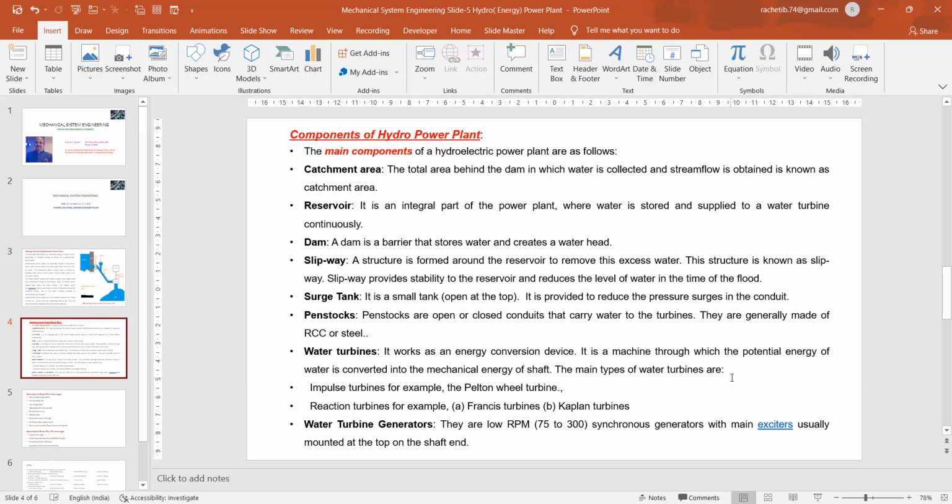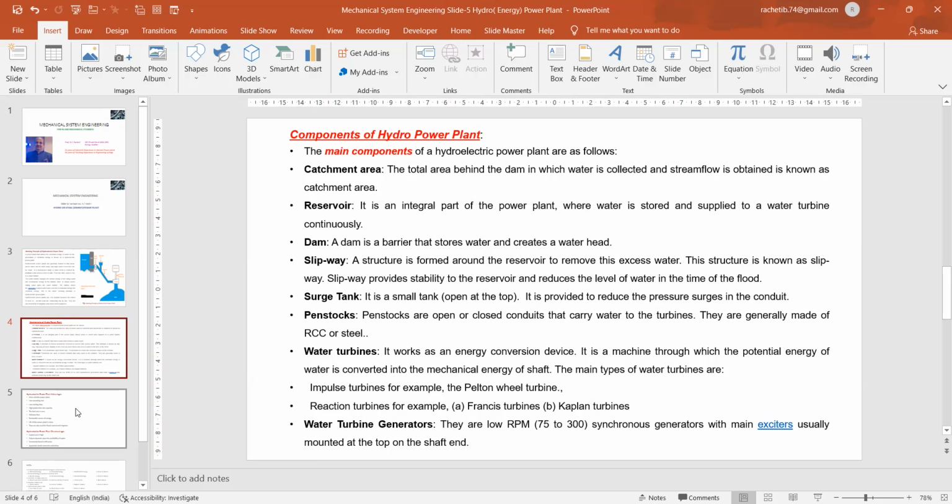shaft. The main types of water turbine are the impulse turbine, for example the Pelton wheel turbine, and the reaction turbines, for example Francis and Kaplan turbines. Pelton, Francis and Kaplan are the names of the scientists who invented these turbines. Water turbine generators are low RPM, meaning 75 to 300 revolutions per minute, synchronous generators with main exciters usually mounted at the top of the shaft end above the turbine. So these are the components of the hydropower plant.